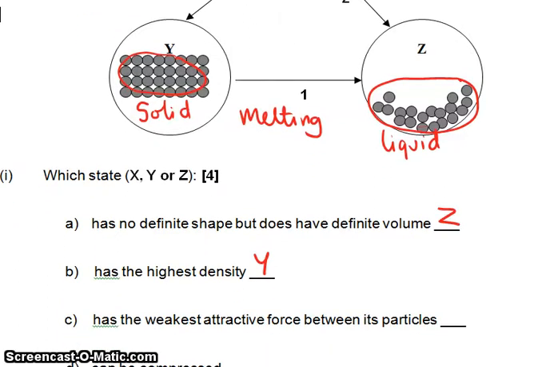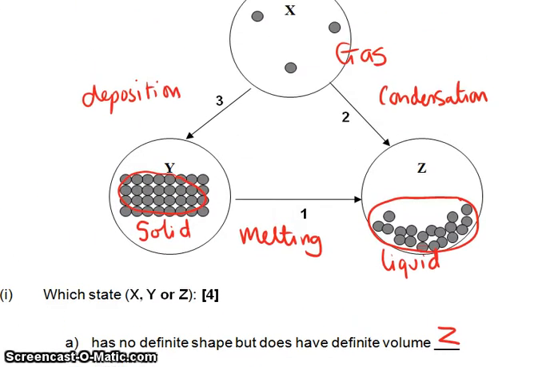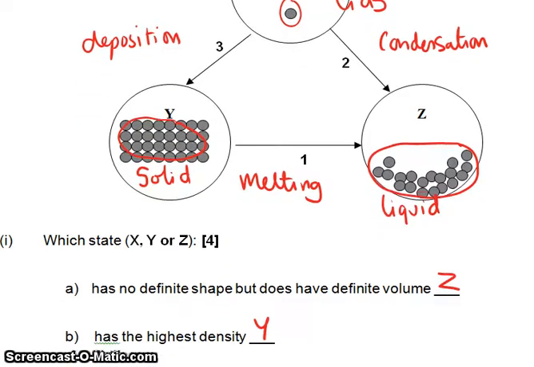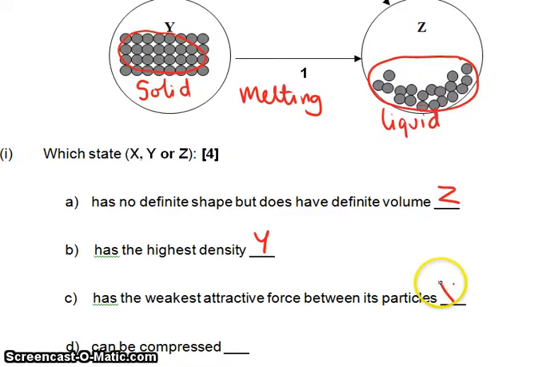Has the weakest attractive forces between its particles. Well, if we have a look at the diagram, we can see the particles that are the furthest apart are the gas ones up here. And they actually have very weak attractive forces between them. So they're the weakest ones of all. Okay, so that's going to be X.